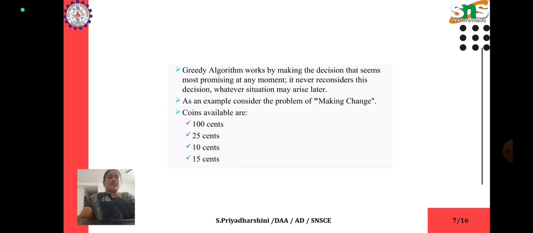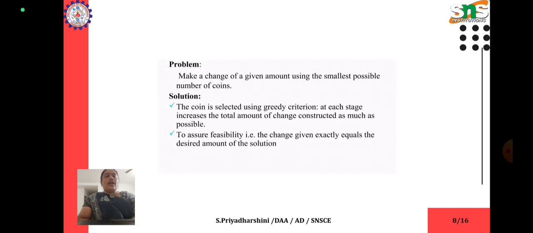So first, what is the problem? We have to make change for a given amount using the smallest possible number of coins. For this, the solution could be that the coin is selected using a greedy criterion. At each stage, it increases the total amount of change constructed as much as possible. And then, to assure feasibility, the change given exactly equals the desired amount of the solution.